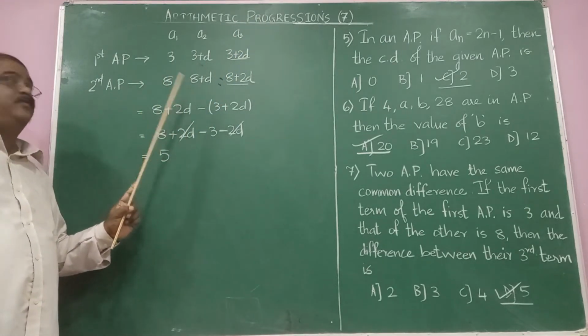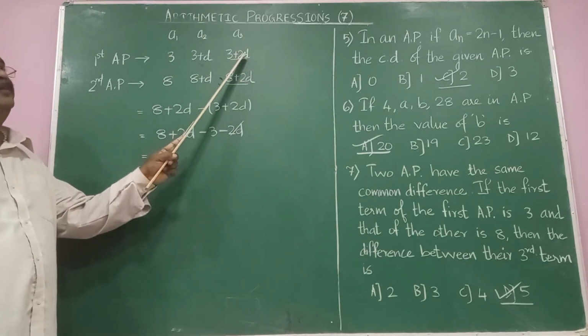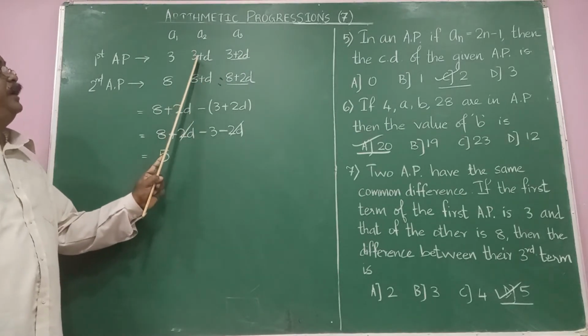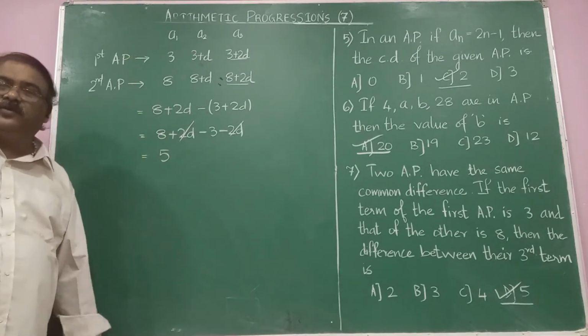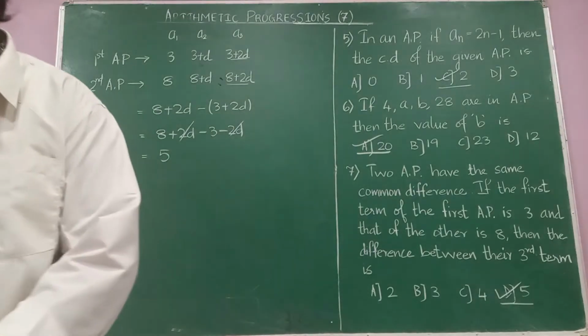What is the answer for this question? 8 minus 3. Here also 8 plus 2d minus 3 plus 2d, the answer is 5. Here also you would have got 8 plus 2d minus of 3 plus d, that answer also would be 5. Okay, we go to the next question.